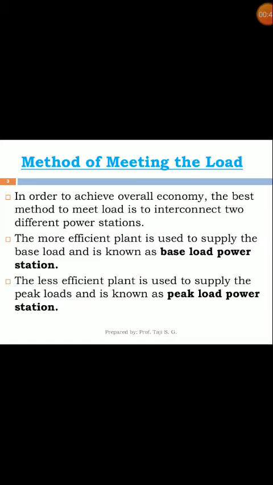The more efficient plant is used to supply the base load and is known as the base load power station. The less efficient plant is used to supply the peak loads and is known as the peak load power station.